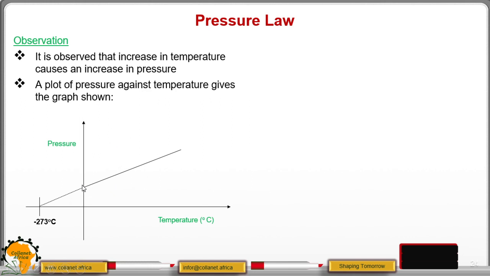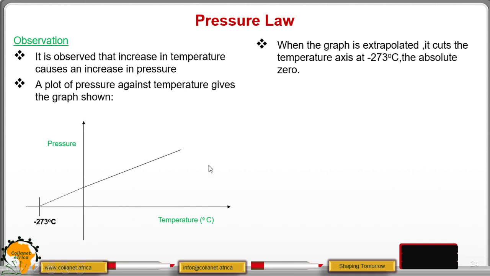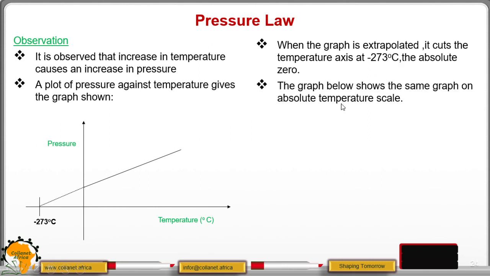But it is starting at a given point because, again, we are not starting when the temperature is 0. But when you extrapolate, you find that the line will cut the temperature axis at negative 273 degrees Celsius. Now, when the graph is extrapolated, it cuts the temperature axis at negative 273 degrees Celsius, and that is what we call the absolute 0.